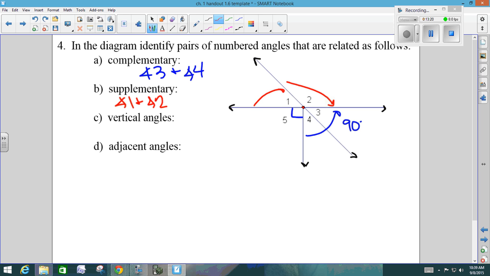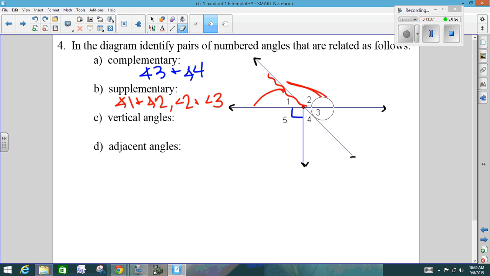Any other supplementary pairs? Morgan? Good, angle 2 plus angle 3, they would form this straight line going that way. Do I have any other pairs that add up to 180? Wouldn't 1, 5, and 4 make a 180? But is that a pair? So then we're not going to list it.